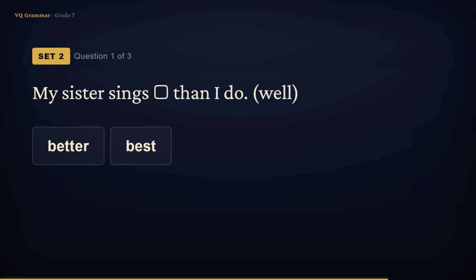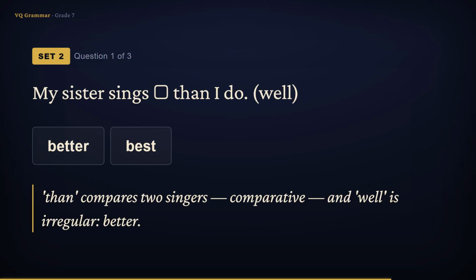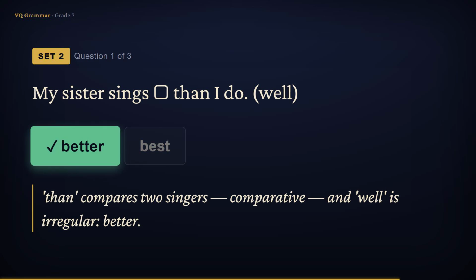My sister sings blank than I do. The word than is comparing just 2 singers, so we need the comparative. But watch out, well is irregular. Its comparative isn't weller, it's better. So the answer is better.